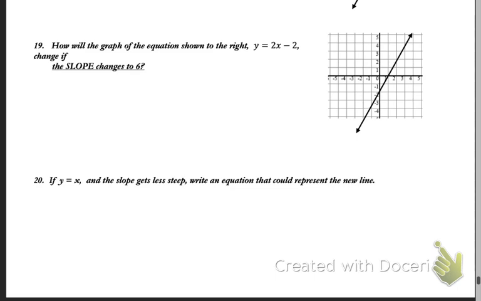How will the graph of the equation to the right, y equals 2x minus 2, change if the slope changes to 6? The slope is currently 2, so you go up 2, right 1. If the slope changes to 6, you would go up 6, right 1. The graph will become much steeper if you change the slope from 2 to 6.